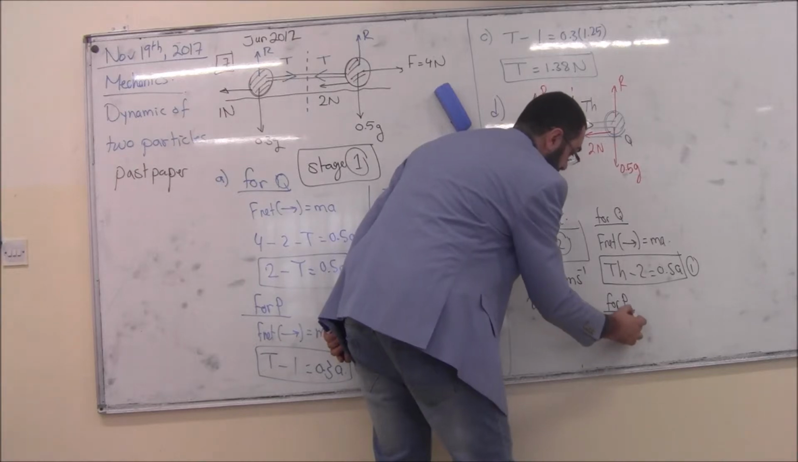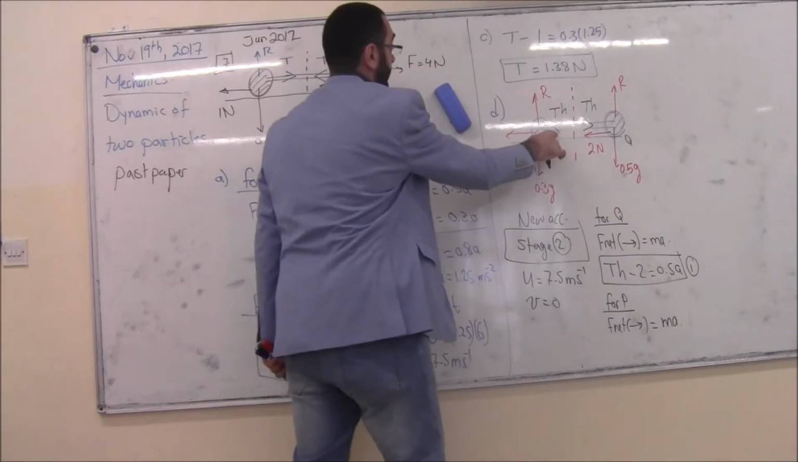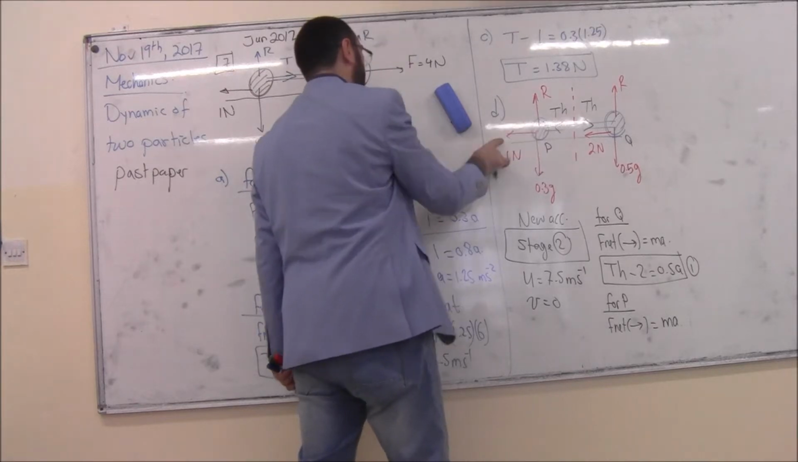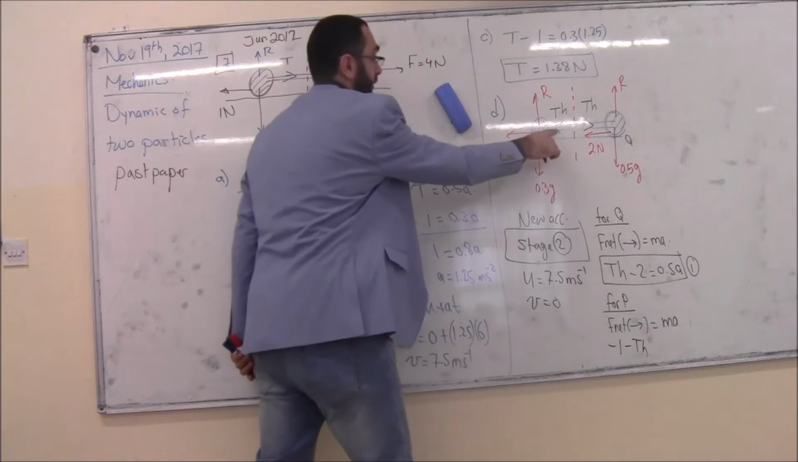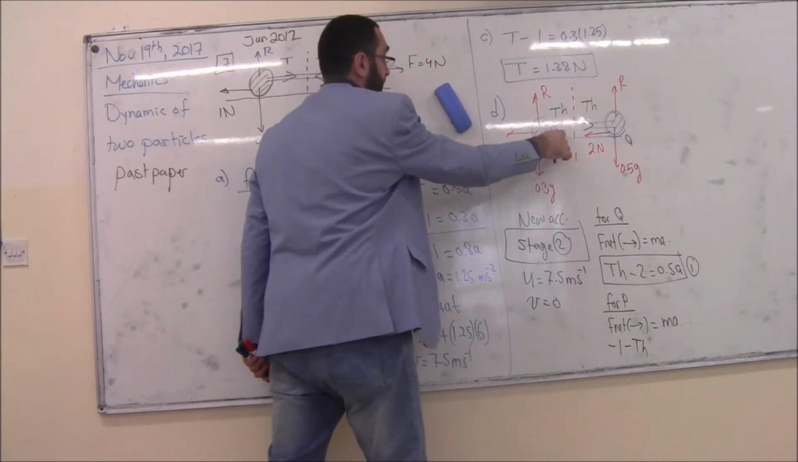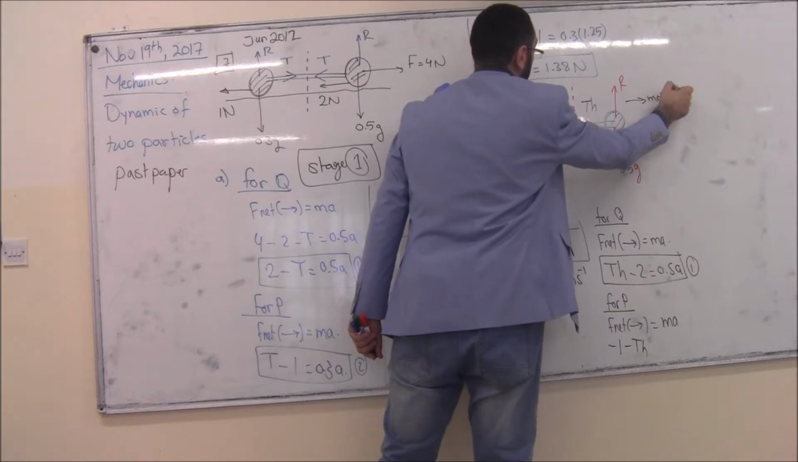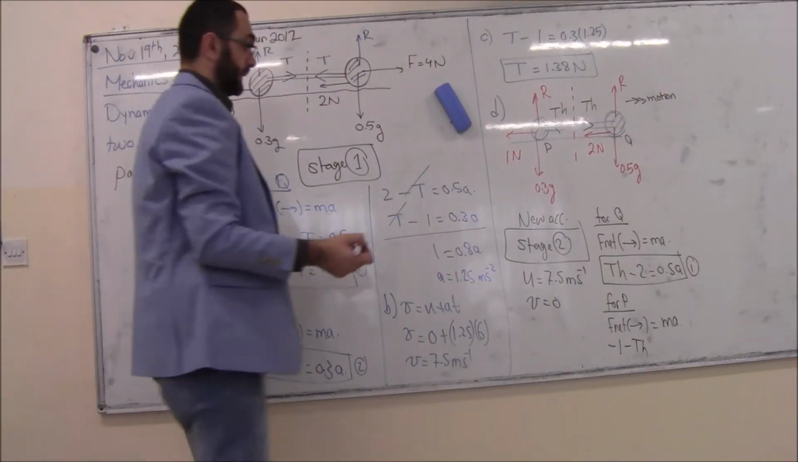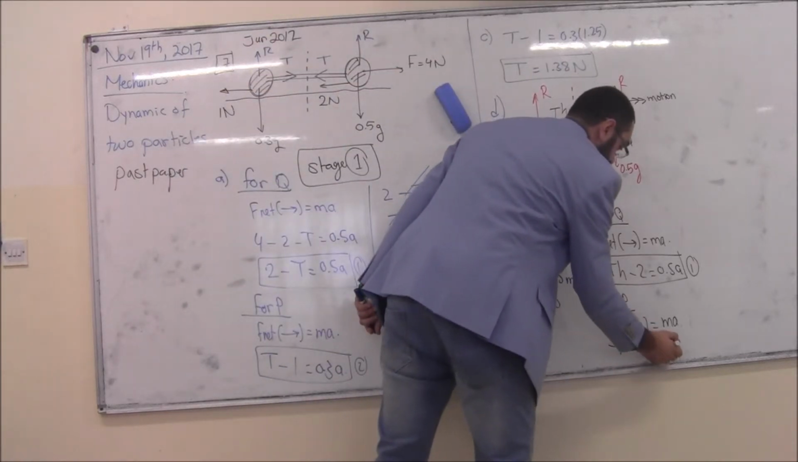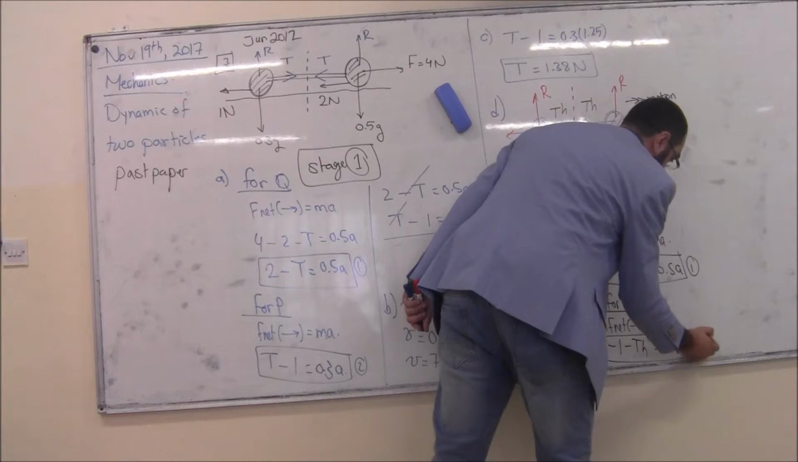For P, similarly, F net forward equals MA. What do we have now? Thrust plus minus 1 minus thrust, right? Look, minus 1 minus thrust, because the motion is still forward. Motion is still forward. Equals 0.3 times A. This is equation number 2.